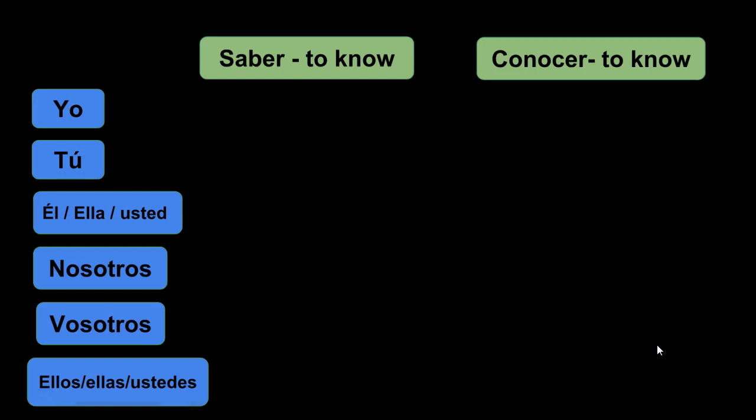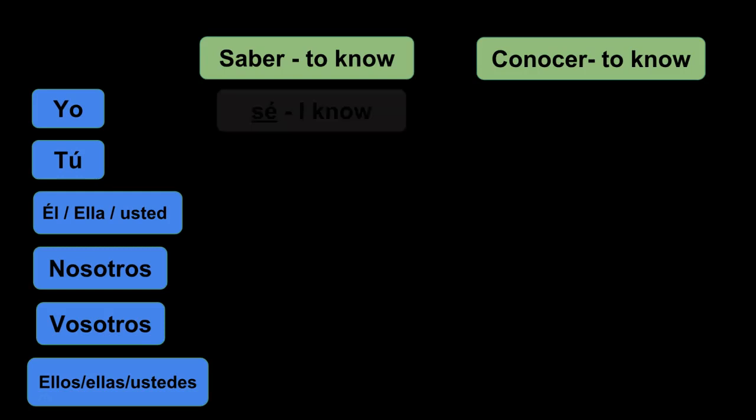So this can be a little bit confusing. So we're going to go through when you use saber and when you use conocer. I'll give you a couple tricks that make it a little bit easier. But obviously practice is the best way to figure out how to do this. And again, if you are just learning Spanish and you're speaking with a native, more than likely they're not going to give you a hard time about saber or conocer, and they'll probably just correct you. And that is the best way to learn, is using it incorrectly and having somebody correct you. So either way, your point will get across.